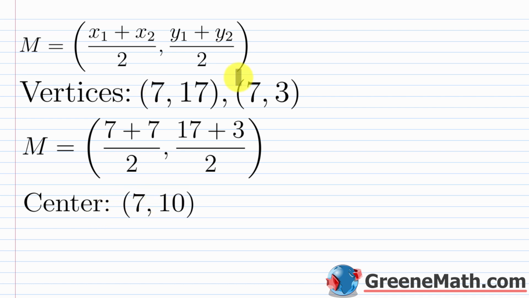Notice how the x coordinates did not change. So you're not moving horizontally, but the y coordinates did. So to get from one vertex to the other, you're moving vertically. So that means the transverse axis is vertical here. And so this guy's going to open up and down. So you have your center of 7 comma 10.